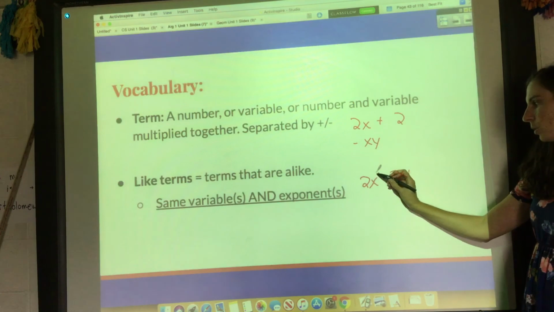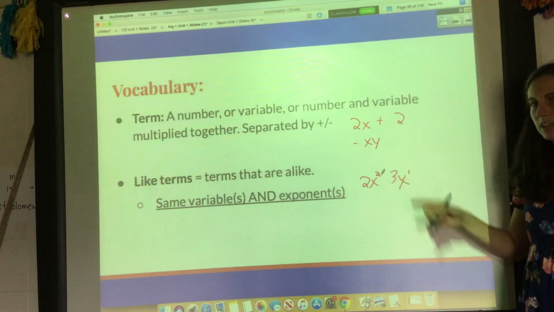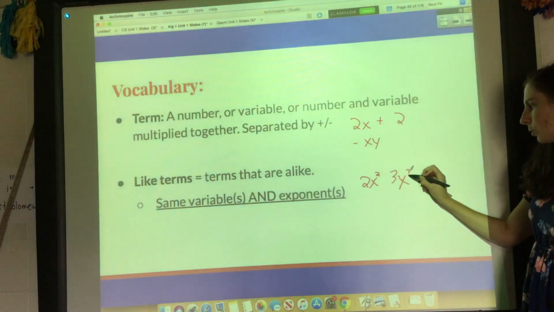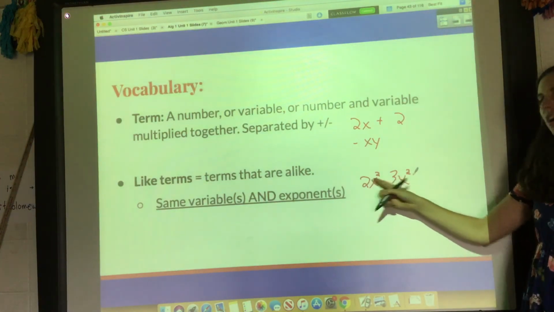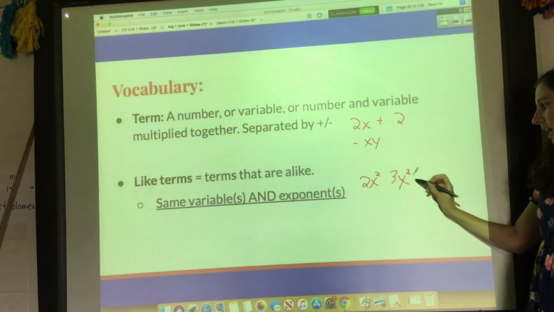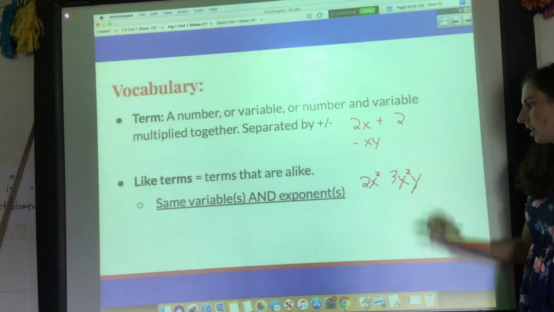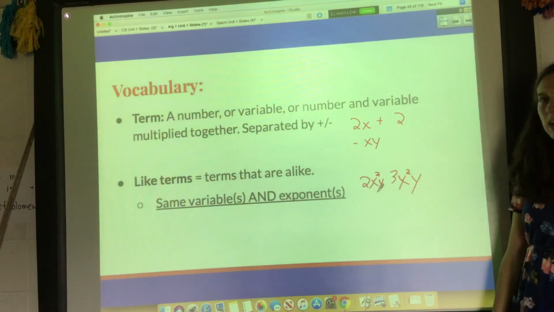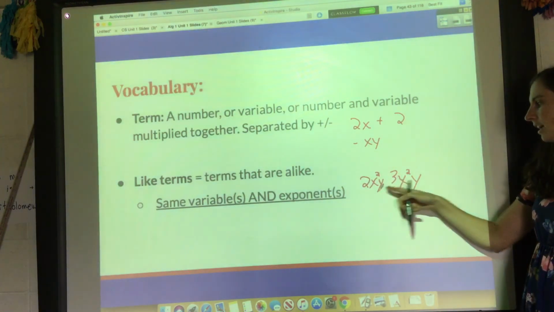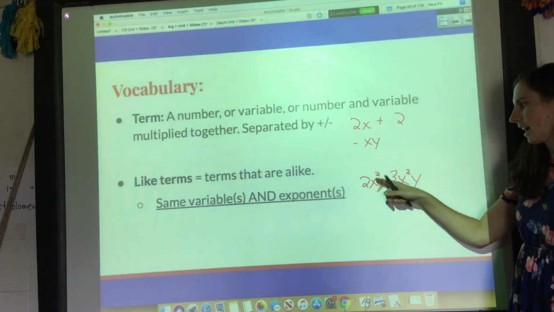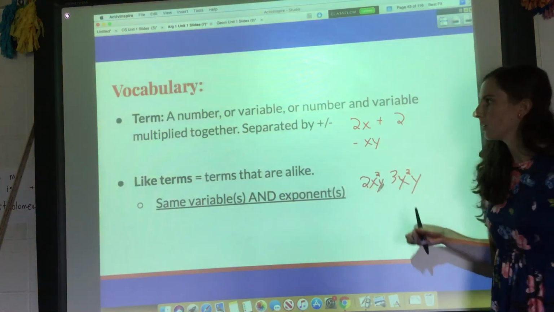If this one were an x squared and that one were just an x, they would not be like terms. Or if this one was an x squared, now they are like terms. If this one had a y in it and this one didn't, now they're not like terms. But if this one had a y, now they are like terms because x squared y, x squared y. They have to be the exact same variables with the exact same exponents on those variables.